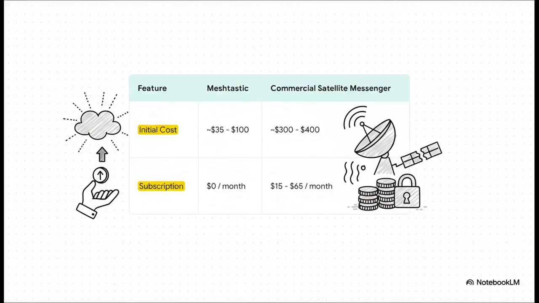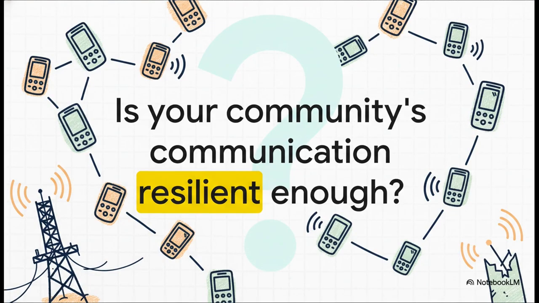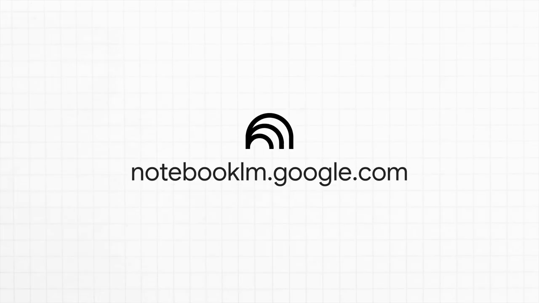No monthly fees. Ever. So at the end of the day, what Meshtastic really does is it puts powerful off-grid communication into the hands of everyday people. It's a real, tangible, resilient backup plan in a world that's become so dependent on infrastructure that can, well, break. And that really leaves us with one final question for you to think about. Is your community's communication resilient enough? When the grid goes down, how will you talk to the people who matter?